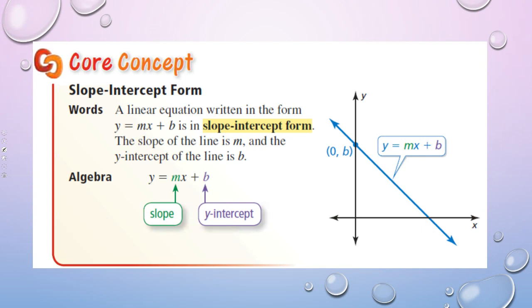Slope-intercept form, very important that you know what slope-intercept form is. Slope-intercept form is of the form y equals mx plus b. Okay, the slope of the line is m, and the y-intercept, where it crosses the y-axis, is b. So we see an example here. Notice that your y-intercept is at the point 0, b. Okay, and this value that's next to the x, that's our slope. But in order for something to be in slope-intercept form, it needs to be y by itself, y equals mx plus b.